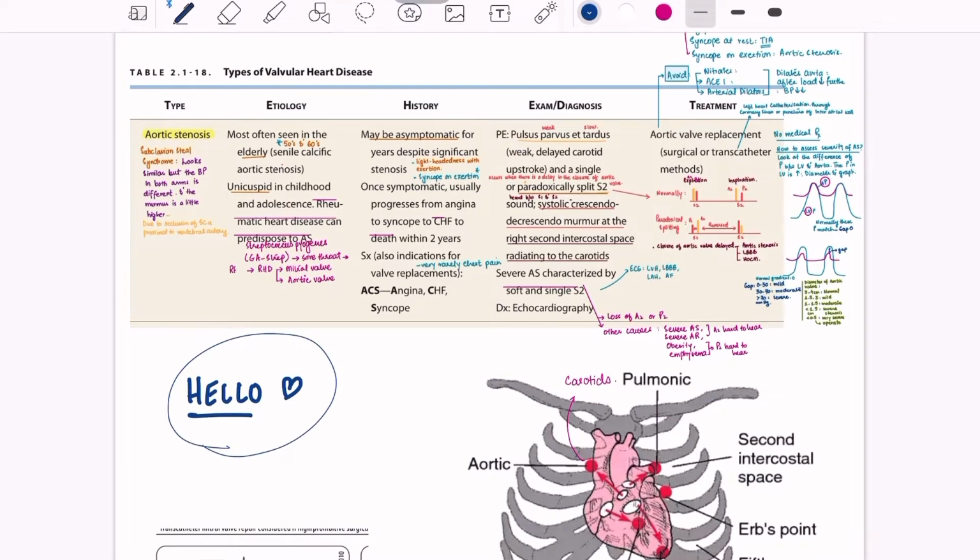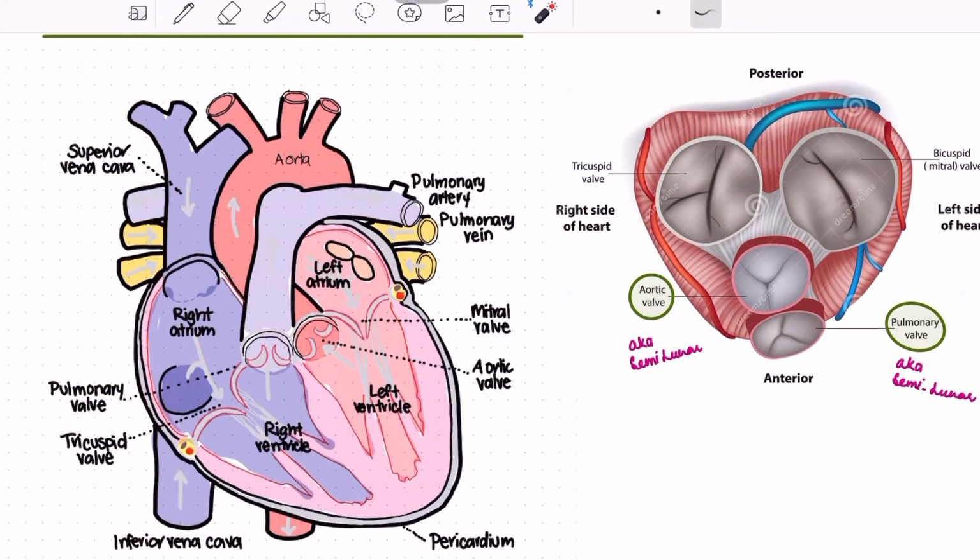Let's begin. What is aortic stenosis? Aortic stenosis is basically when this valve, which is between the left ventricle and the aorta, becomes narrow and enough blood cannot be moved from the left ventricle into the rest of the body via the aorta.